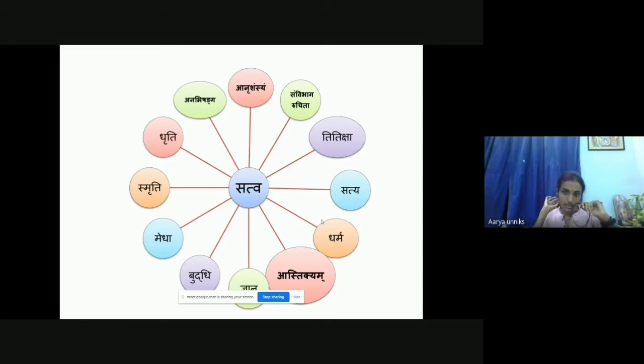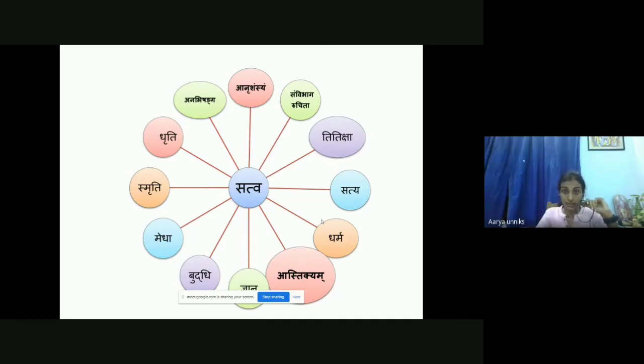These are the lakshanas of sattvika gunadikya purusha. Andrishamsyam, samvibhaga rujada, tidiksha, satyam, dharmam, astikyam, jnanam, buddhi, metha, smriti, dhriti, anabhishanga. Andrishamsyam, doing something akrura karmam, that is what is called. All these terms are well explained by Dalhana. So whenever we need an explanation of a part in a Samhita, when it's not clear, we can go into the commentaries. Dalhana has given a detailed explanation of most of all these words in this part.